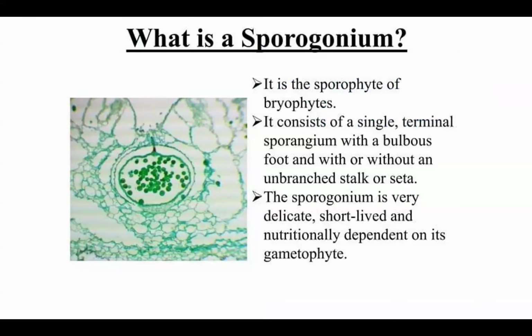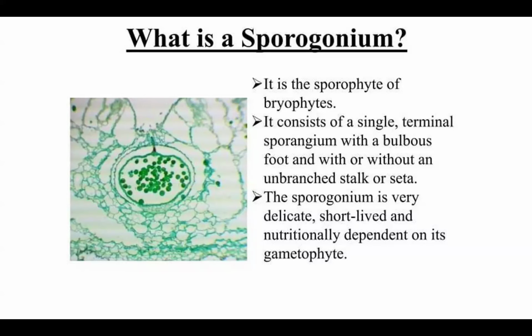It is the sporophyte of bryophytes. So it consists of a single terminal sporogonium with a bulbous foot. That is the primitive one, a bulbous foot, with or without an unbranched stalk or seta. So this primitive structure is explained.